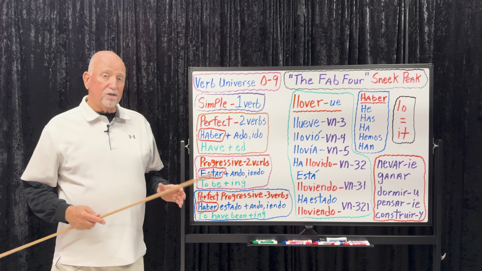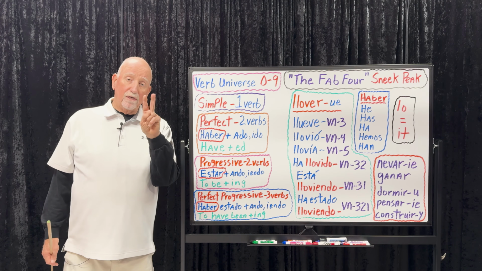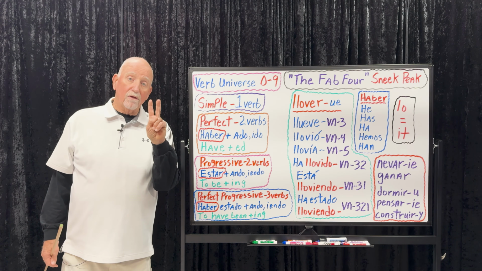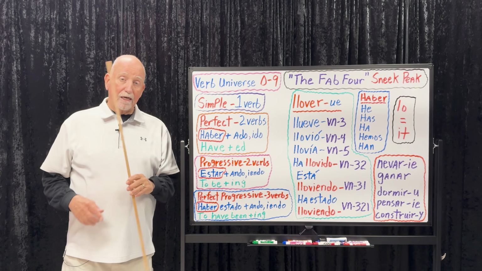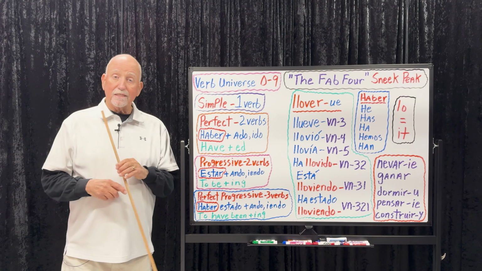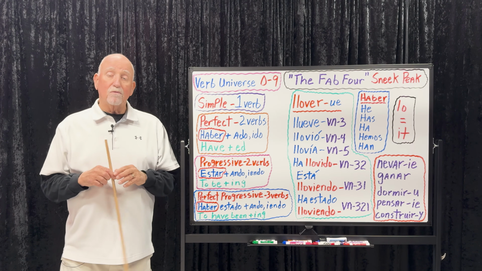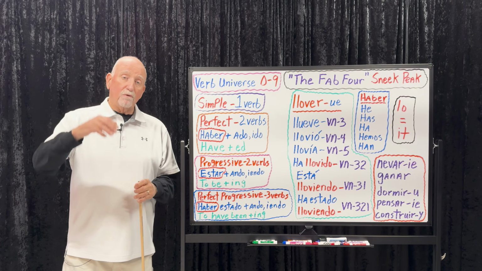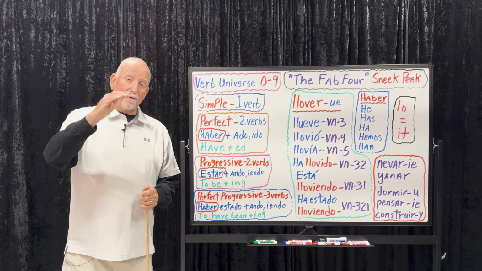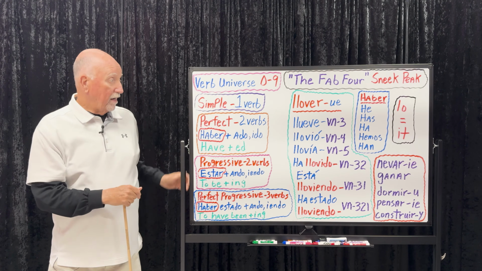So you have to know how to do the ing, ando, yendo. You have to know how to do the past participle, the ado, ido. You have to be able to take haber in the present tense, he, has, ha, hemos, han. You have to take estar in the present tense, estoy, estás, está, estamos, están, right? And of course, we want you to know your present, preterite, and imperfect. Verb numbers 3, 4, and 5.